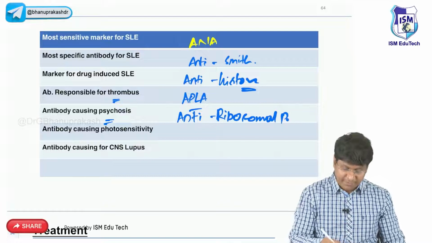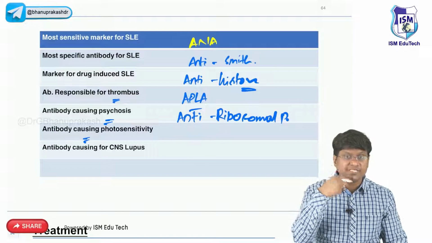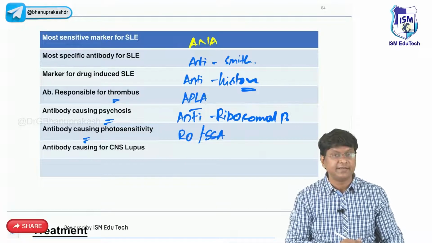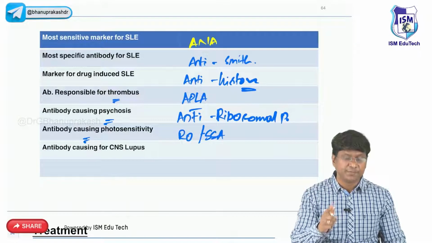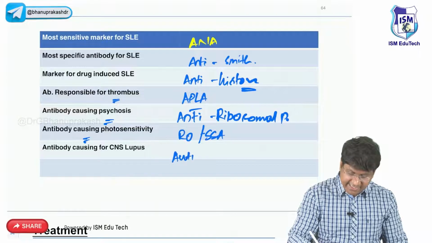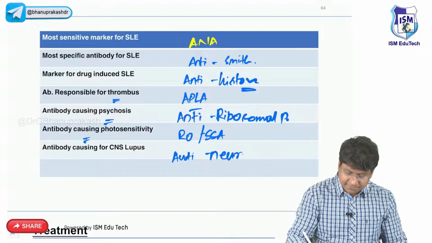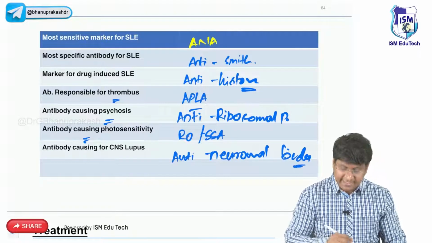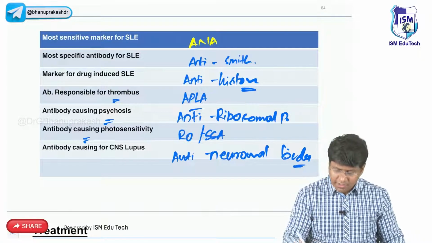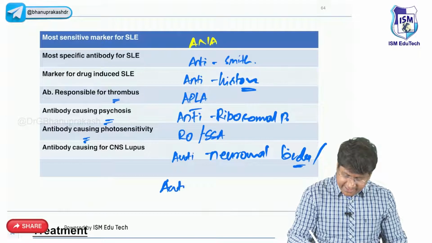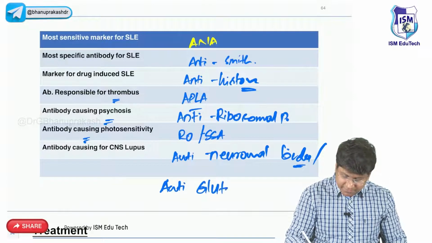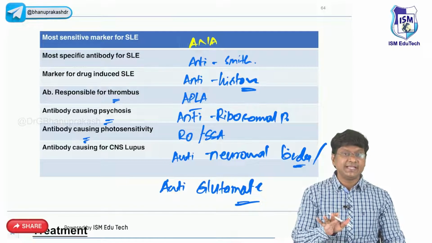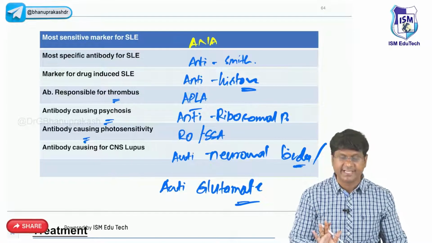Right, anti-ribosomal P antibody. The antibody causing the photosensitivity, as we have just discussed, is anti-Ro or the SSA antibody. The antibody causing CNS lupus will be the anti-neuronal antibody, or we also call it the anti-glutamate antibody. Okay, so this is the entire story of the antibody picture in SLE.